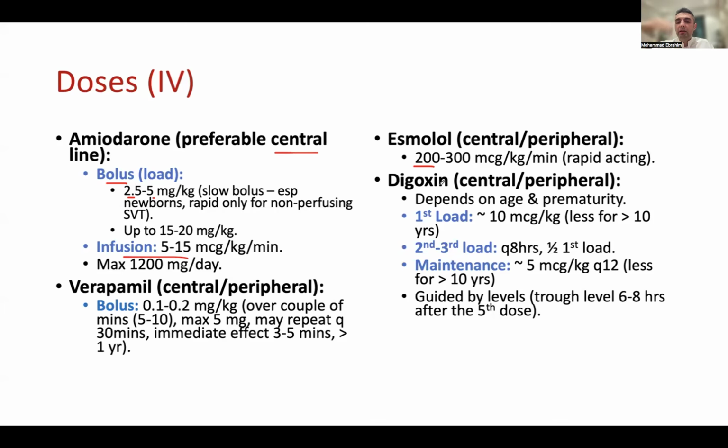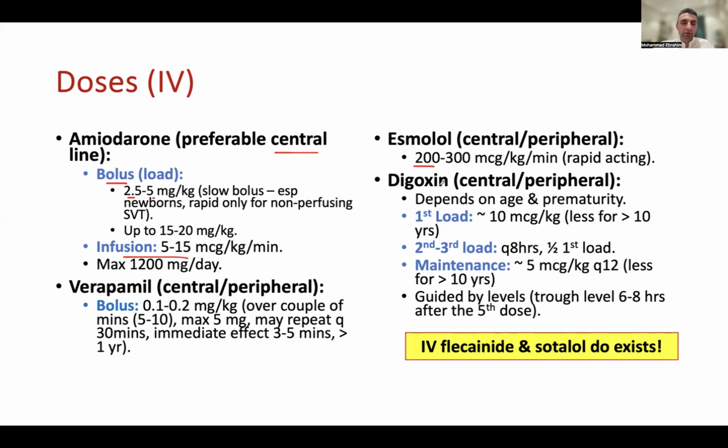But then second and third loads, every 8 hours, are usually like 5 per kilo. Maintenance is around 5 mics per kilo every 12 hours, again for less than 10. For more than 10, usually the dose is less. But of course you have levels that you can do to guide you further. But digoxin dosage is a little bit complicated.